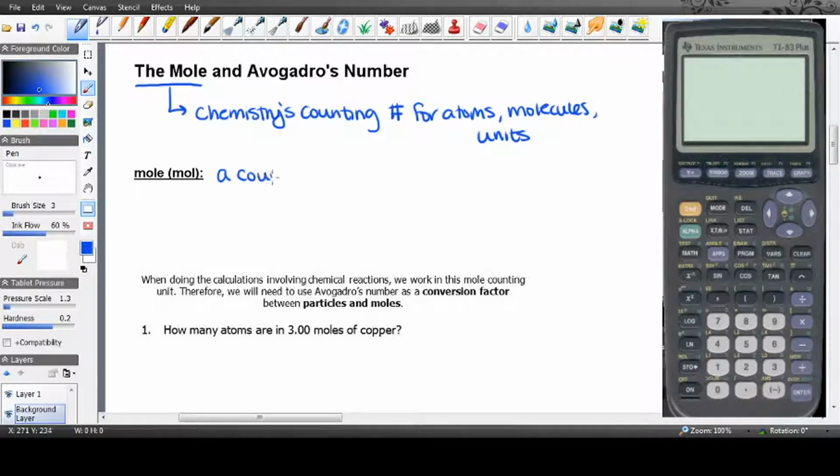Let's be more formal than that. This is the SI, remember System International, the SI base unit for an amount of a chemical substance.